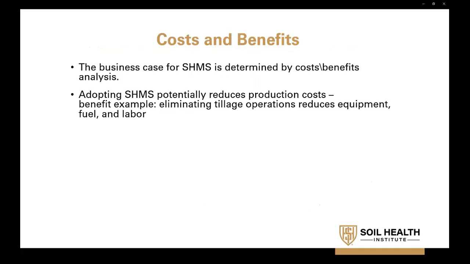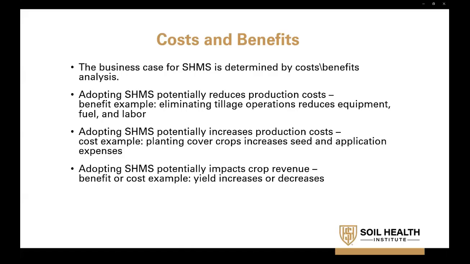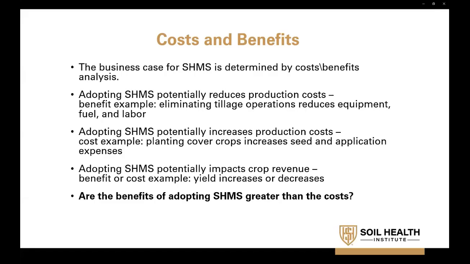Adopting a soil health management system potentially reduces production cost. An example is eliminating tillage operations, which reduces equipment, fuel, and labor. Adopting soil health management systems potentially increases production costs. For example, planting cover crops increases seed and application expenses. Adopting soil health management systems potentially impacts crop revenue, either from yield increases or decreases that would be a benefit or a cost. So the question is, are the benefits of adopting a soil health management system greater than the cost?